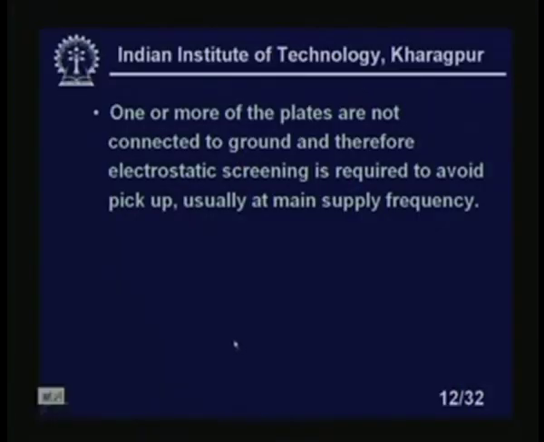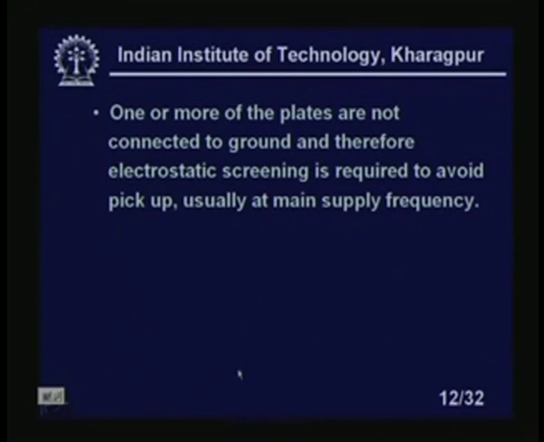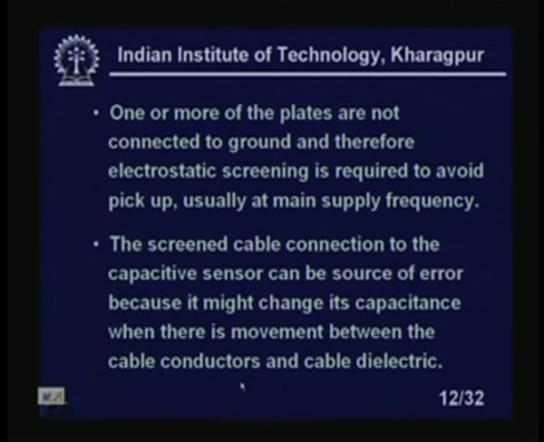One or more of the plates are not connected to ground, and therefore electrostatic screening is required to avoid pickup, because the capacitance values are very small and there is always stray capacitance. So you have to take care of all these things while making the signal processing circuitry. Usually the 50 cycle mains supply frequency is always picked up, so we have to use proper shielding to get the capacitance value. The screened cable connection to the capacitive sensors can be a source of error, because it might change its capacitance when there is movement between the cable conductors and cable dielectrics.